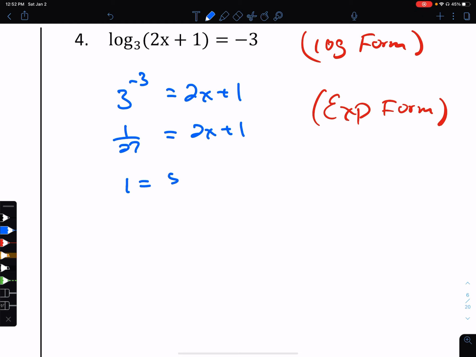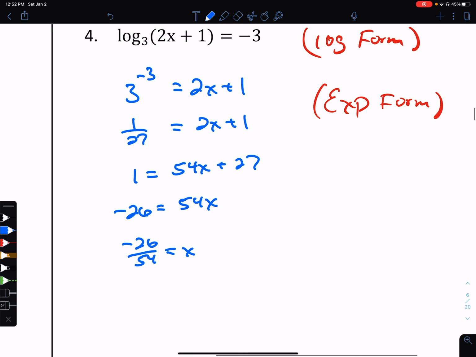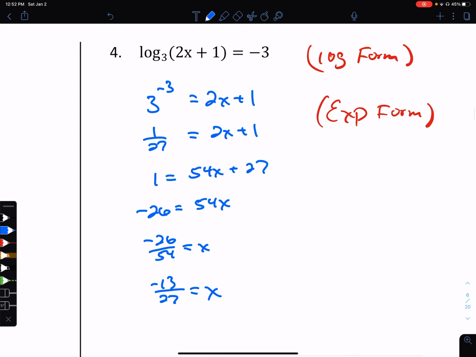That would give me 1 equals 54x plus 27. Then I'm going to subtract 27 from both sides. Then I'm going to divide each side by 54. I'm going to reduce my fraction by dividing the top and the bottom by 2. So x is negative 13/27.